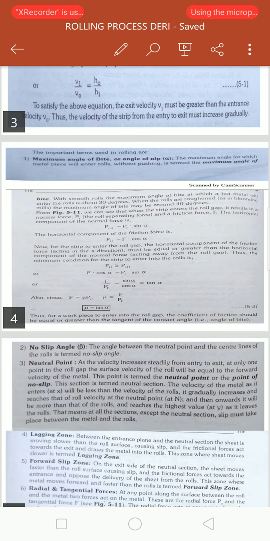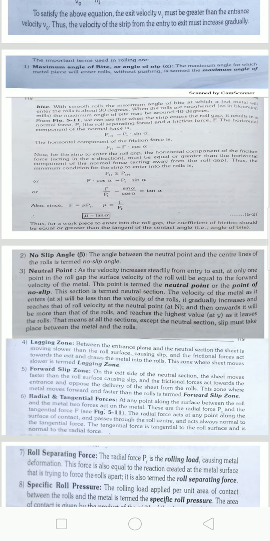Then coming to the lagging zone: between the entrance plane and the neutral section, the sheet is moving slower than the roll surface, causing slip, and the frictional force acts towards the exit and draws the metal into the rolls. This zone where the sheet metal moves slower is termed as the lagging zone.